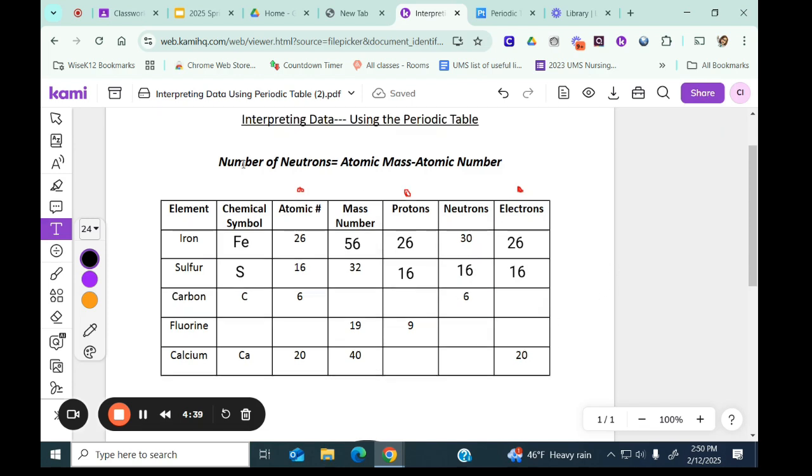It also tells you at the top of the page here, atomic mass minus your atomic number is going to be your number of neutrons. You're never going to have a negative number for the number of neutrons. The atom's either going to have neutrons or it won't, okay? You're not going to have negatives.